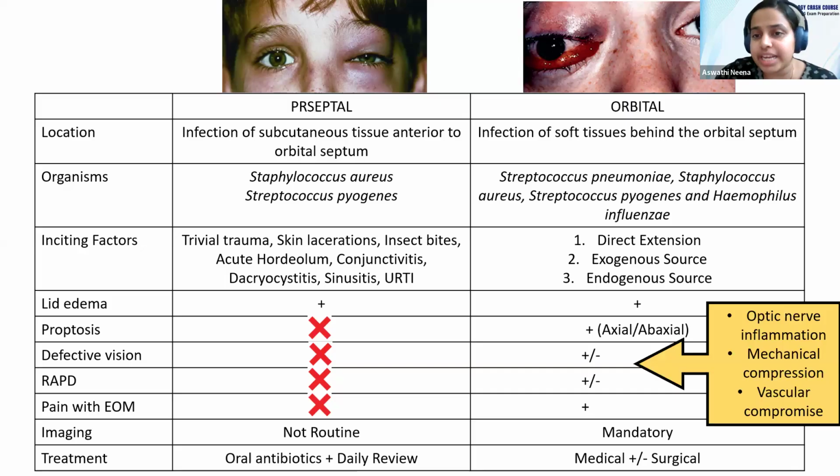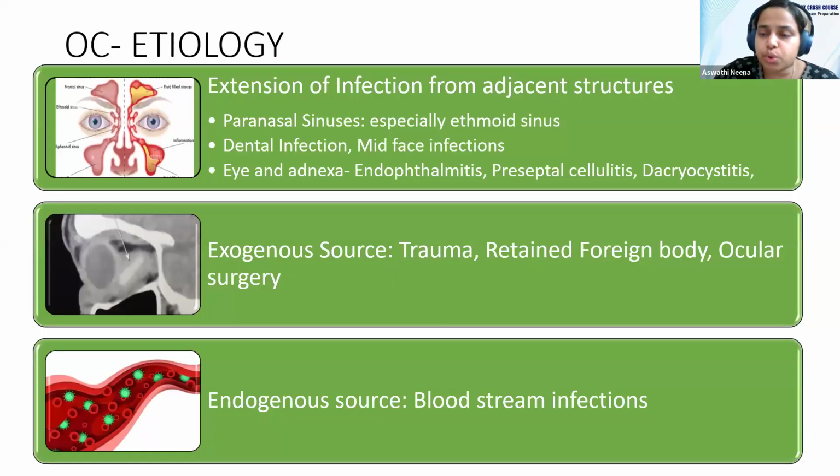There is defective vision in orbital cellulitis mainly because of 3 causes: optic nerve compromise, either due to vascular compression or mechanical compression, or optic nerve inflammation. Coming to the sources for orbital cellulitis, it can be from an adjacent paranasal sinus, which is the commonest, and the ethmoid sinus is the one most involved, and dental infections. The eye itself, like endophthalmitis and dacryocystitis, can lead to orbital cellulitis. Then exogenous sources like an intraorbital foreign body or even orbital ocular surgery like buccal surgery can also lead to orbital cellulitis. Then endogenous sources, of course.